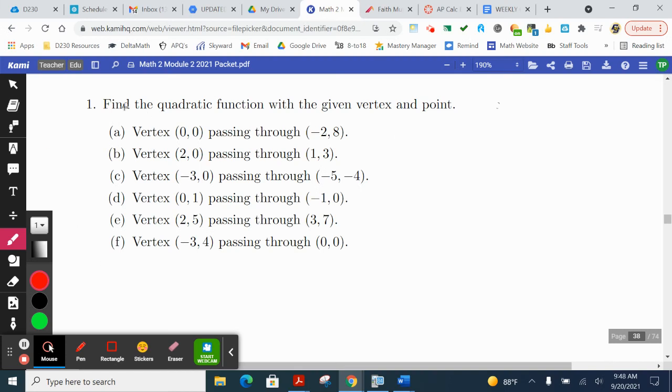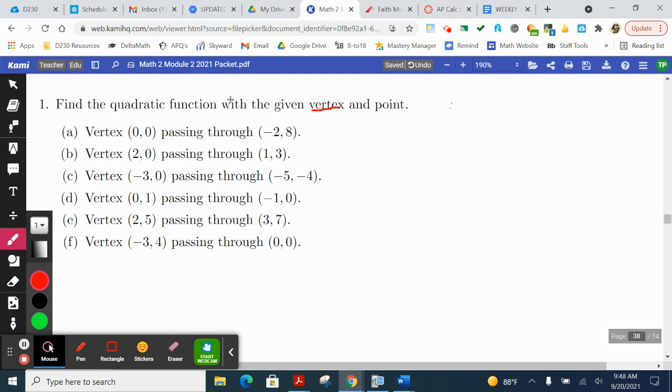All right. First set of problems. I want you to find the quadratic function with the given vertex and passing through a second point. So what this is getting at, let's do part A. We'll do part A off to the side here. So here's going to be my A.